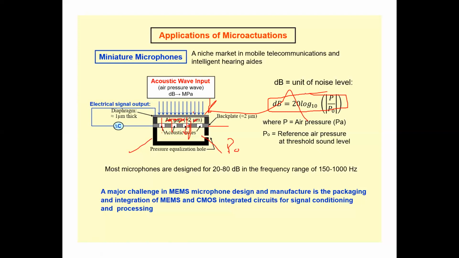Most microphones are designed for 20 to 80 dB in the frequency range of 150 to 100 hertz. So the frequency, definitely, this is a long theory. The frequency mainly depends upon the diaphragm. What sort of frequencies you are interested in generating, you make this diaphragm accordingly. So you can see what is the particular frequency range of the sound you are interested in.